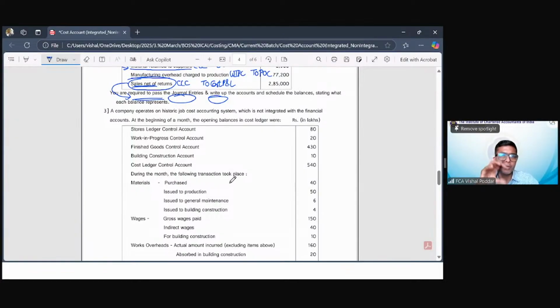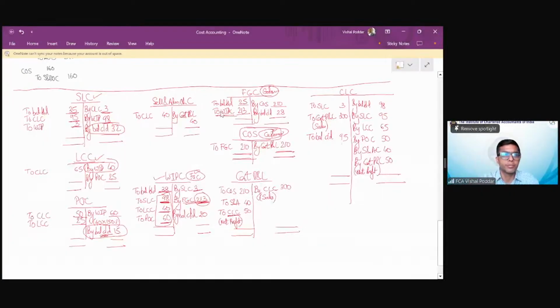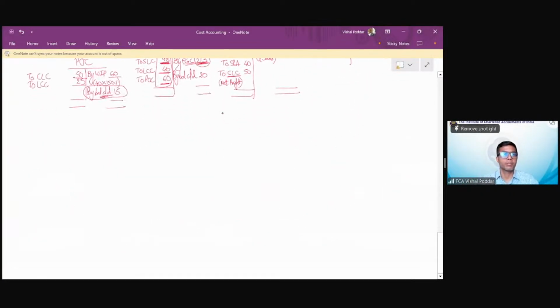Let us proceed. Now, I will again do complete posting and balancing of this transaction because this is one of the biggest questions with some new transactions in it, right? So the company operates a historic job costing system which is not integrated. Fine. Anyways, whether it is integrated or not, I get to know from the opening balance itself. In the opening balance where they are giving this cost ledger control, I'll get to know whether it is integrated or not integrated. So now again, let me prepare the accounts. You all also start parallelly solving this.